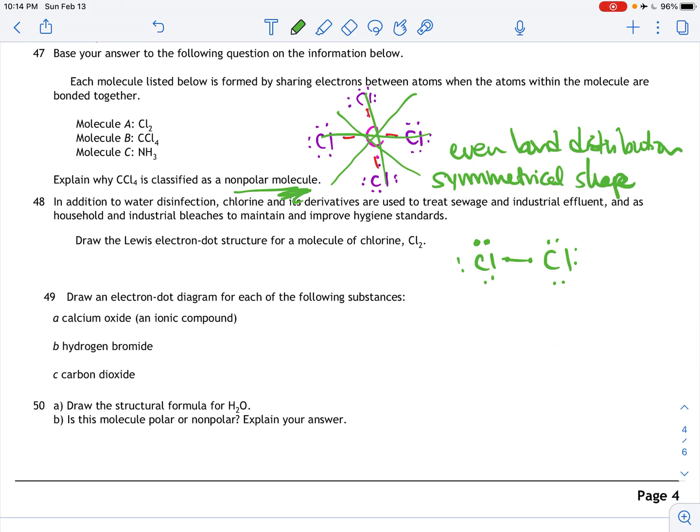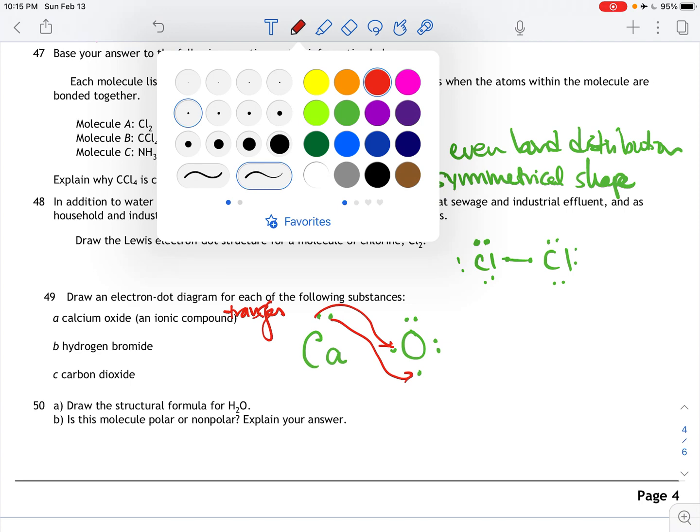Draw an electron dot diagram for each. They were so nice to you. They told you that part A was ionic. So calcium oxide. Okay, 2 valence electrons for calcium. And those for the oxygen. So draw a transfer. Okay. Now, so that is A.